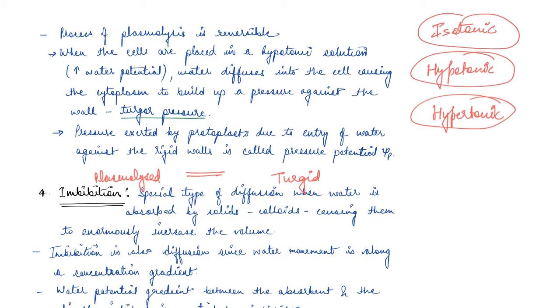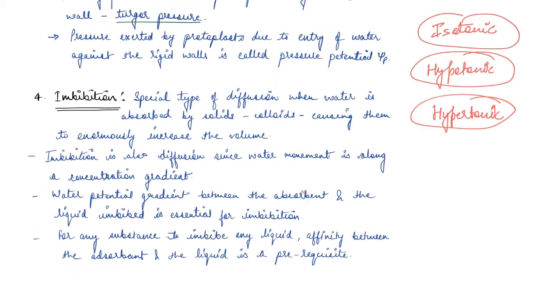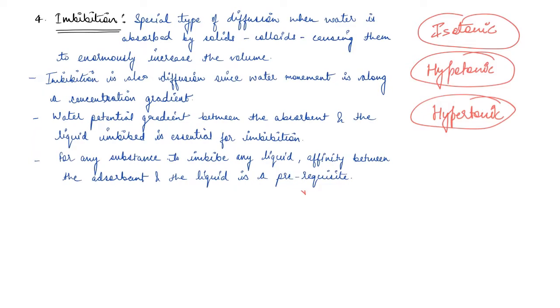Now let's see what the next topic is. So the next topic is imbibition. Now there is a special type of diffusion when water is absorbed by solids, okay, or say colloids, causing them to enormously increase in volume. So imbibition is also diffusion since water movement is along a concentration gradient.